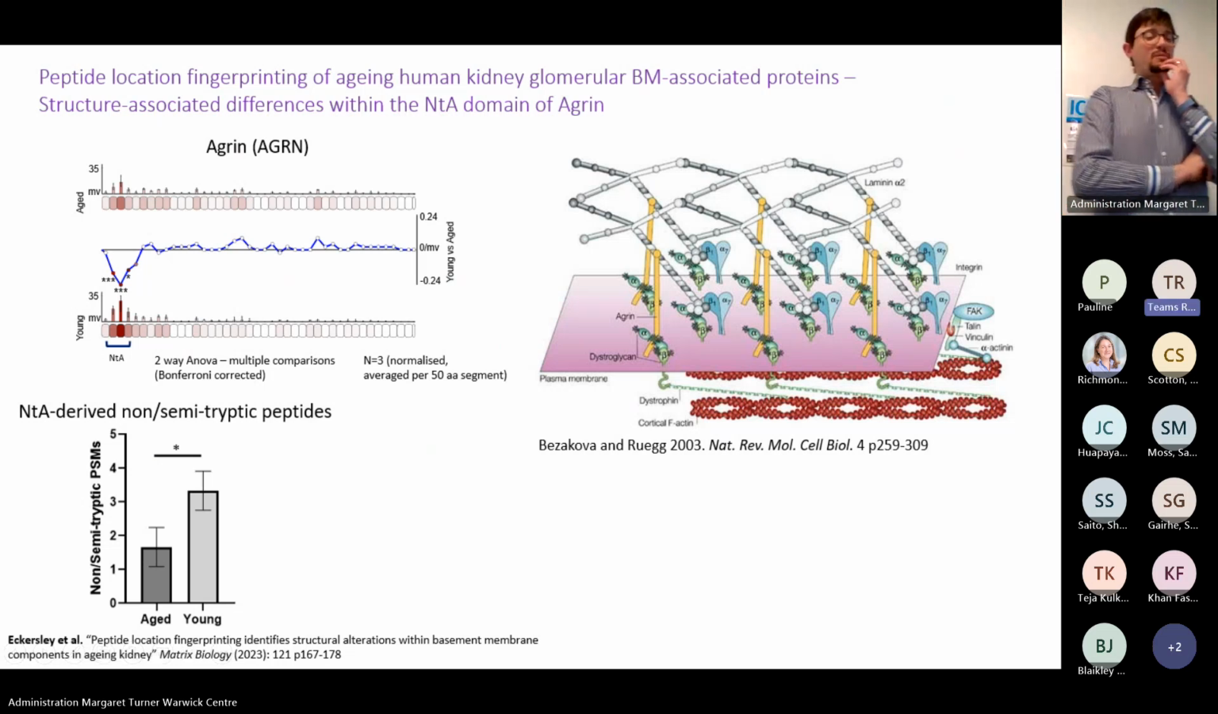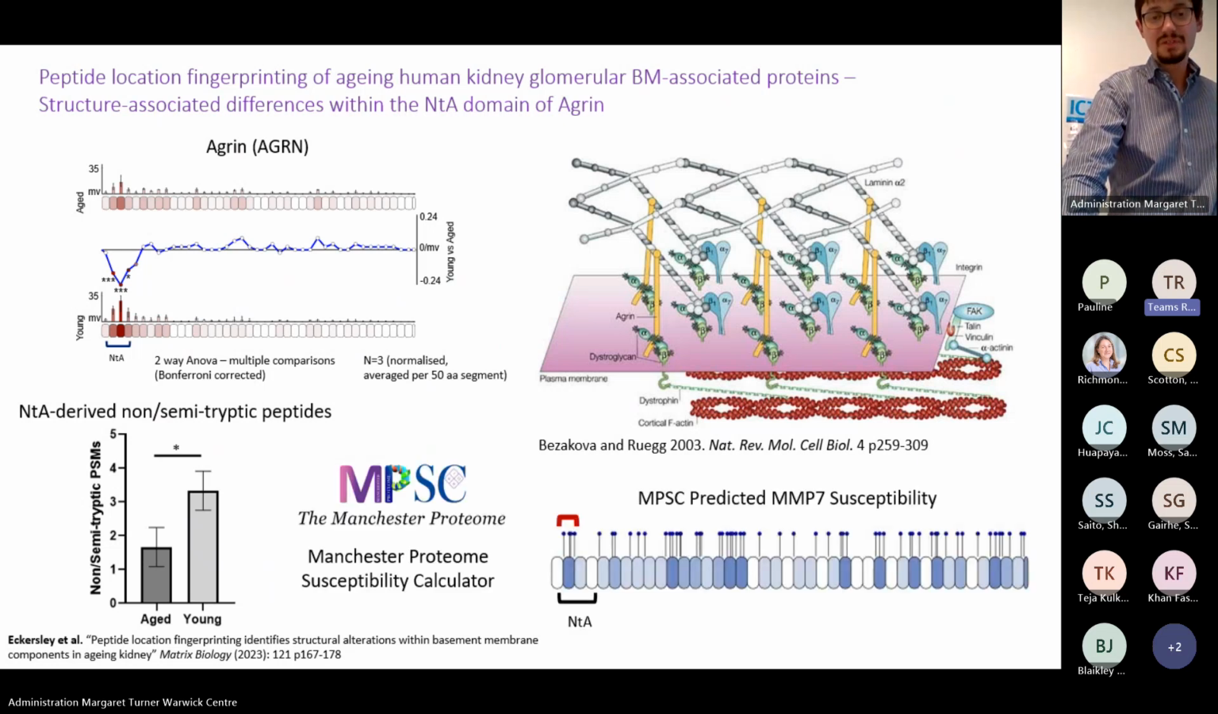Instead of looking at just tryptic peptides from trypsin, we used a technique called N-TAILS, which looks at endogenous cleavage sites. These are peptides that don't have an arginine or a lysine where trypsin cleaves, but instead have another amino acid, and they're therefore evidence of an endogenous cleavage within your tissue. In this particular part of the domain, we see significantly higher yields of non-tryptic peptides in younger age. So the idea is that we think we're getting MMP cleavages within that certain area of the protein.